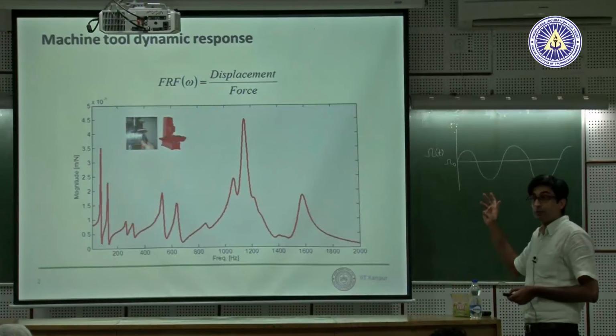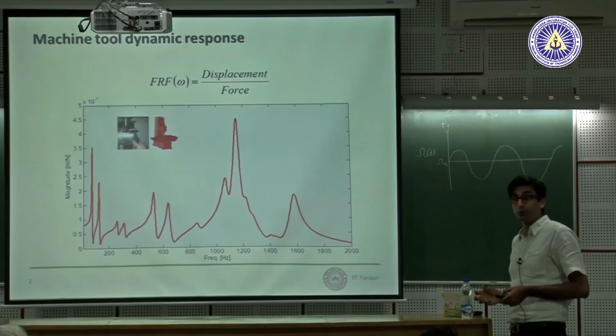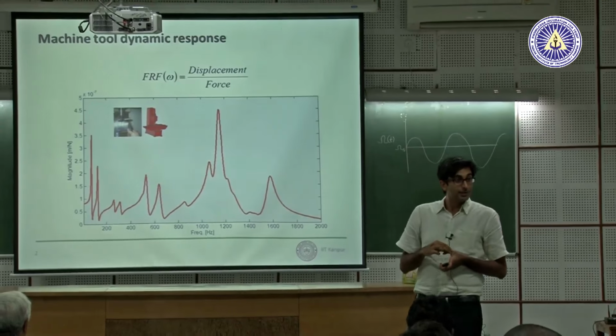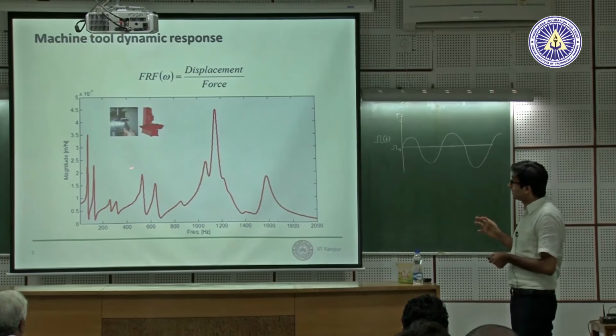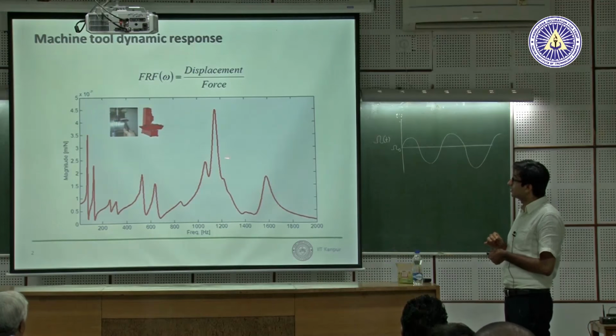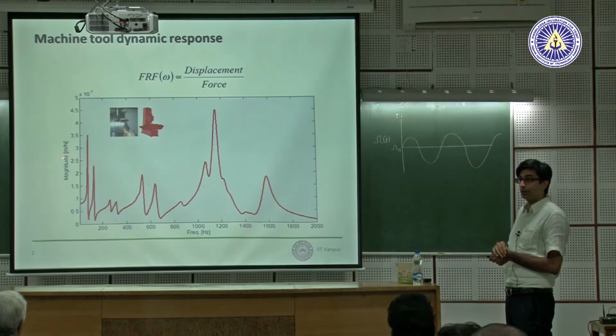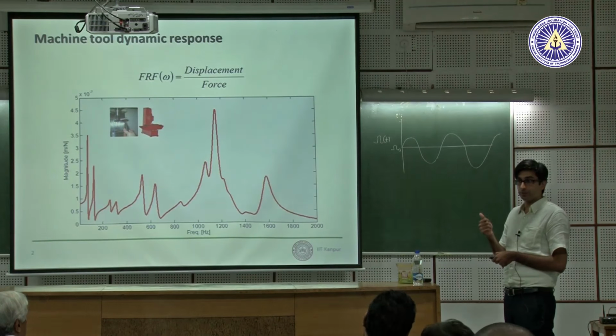You remember this now. We've done this several times. This is a tool point frequency response function, or FRF, for a multi-degree of freedom system. This is a measured FRF of a machine that you can see. We did these measurements. Each peak here corresponds to a natural frequency of the structure.